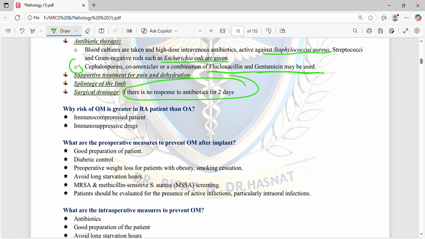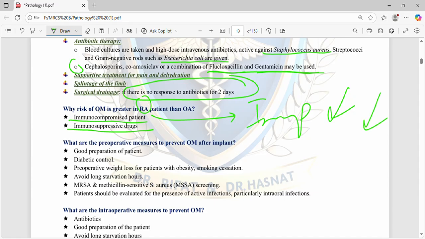Why is the risk of osteomyelitis greater in rheumatoid arthritis patients than osteoarthritis? Because patients with rheumatoid arthritis are immunocompromised, as they take immunosuppressant drugs like methotrexate. Rheumatoid arthritis is an autoimmune disease, so there is immunosuppression also, plus they take immunosuppressive therapy.